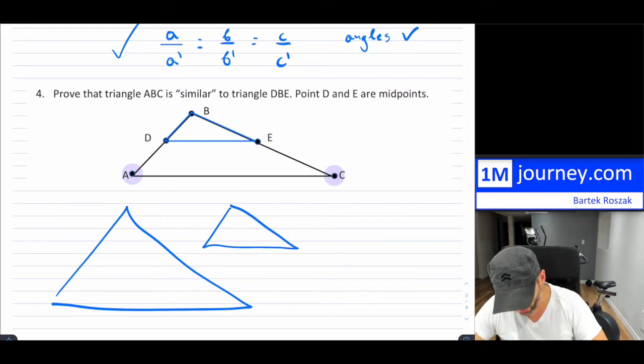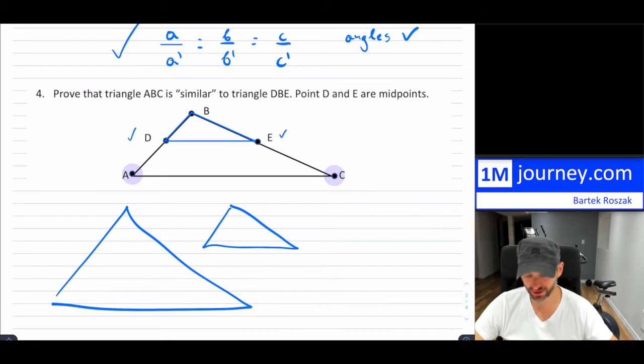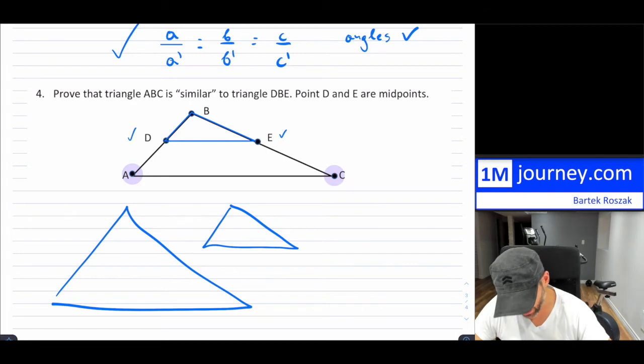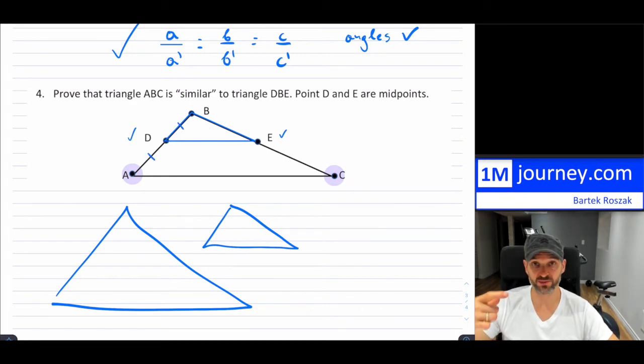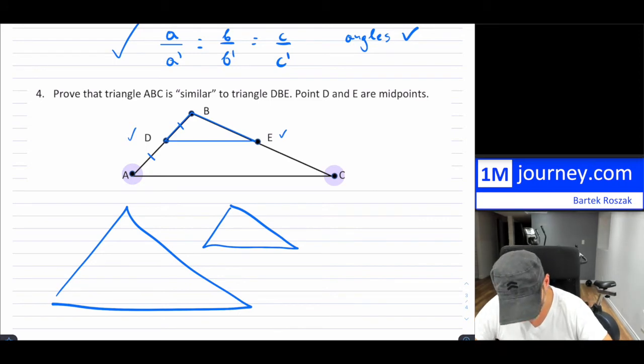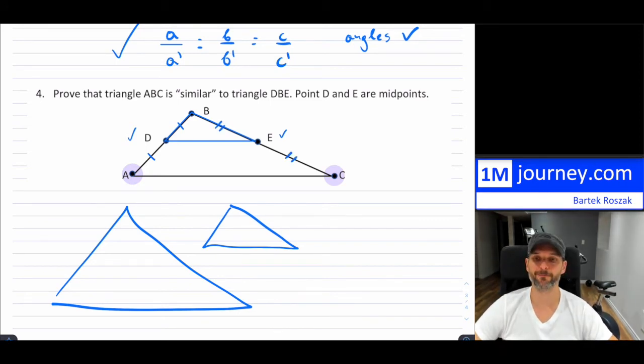Now I do know that D and E are midpoints. All right. So what that means is that these 2 are the same, because midpoint means that they're split in half. And then this and this are the same as well. Okay, so I do know that.